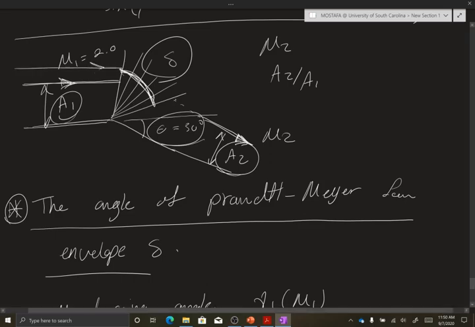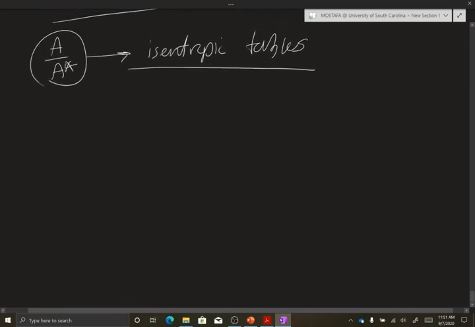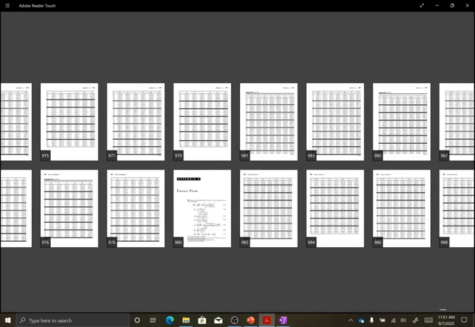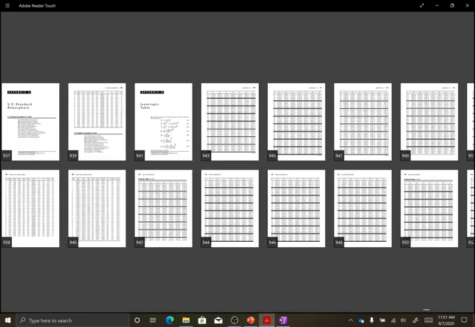So let's say you are working with this streamline, which is A1 prime, right? The area is going to be different, but the ratio of the areas is going to stay the same. So it doesn't matter which streamline you have chosen, and what area you are calculating. Since we are dealing with the area ratios, it's going to stay the same. So let's go to the isentropic tables this time. Isentropic tables are, I think, Appendix B.